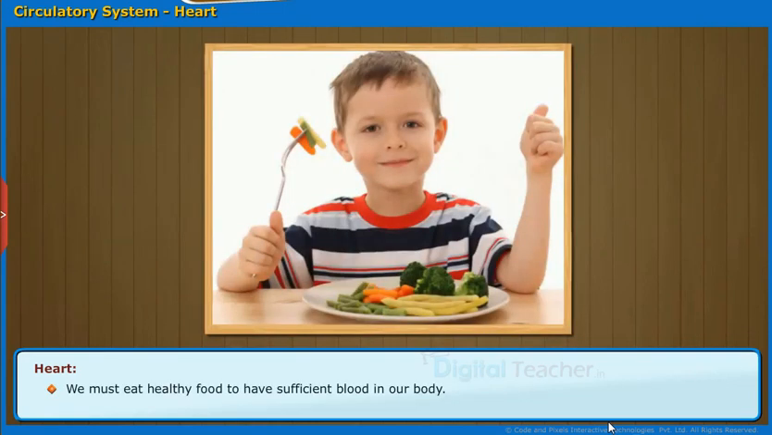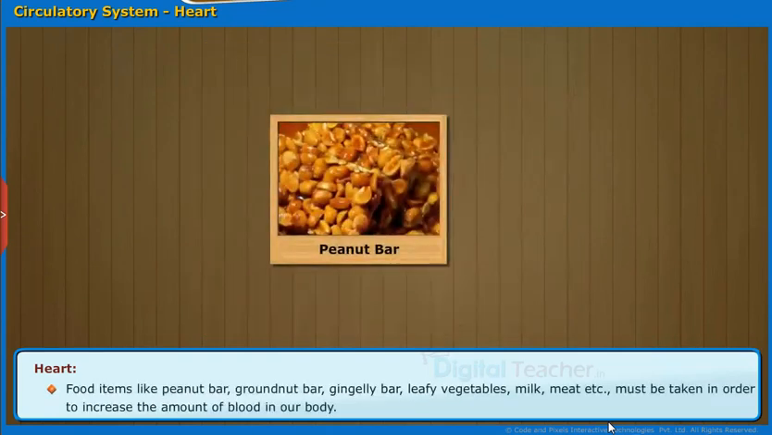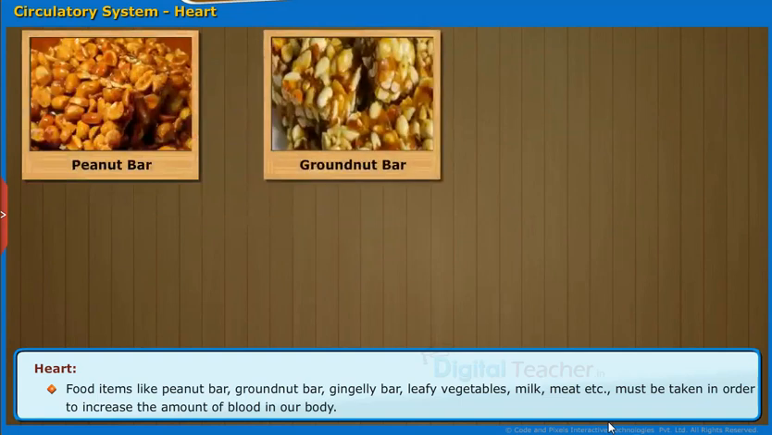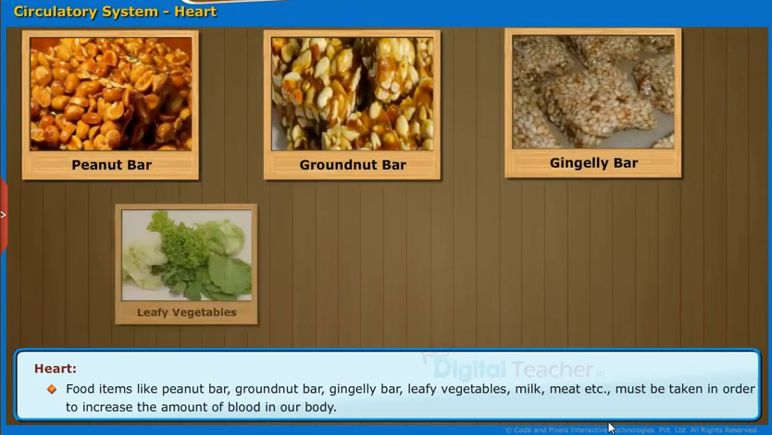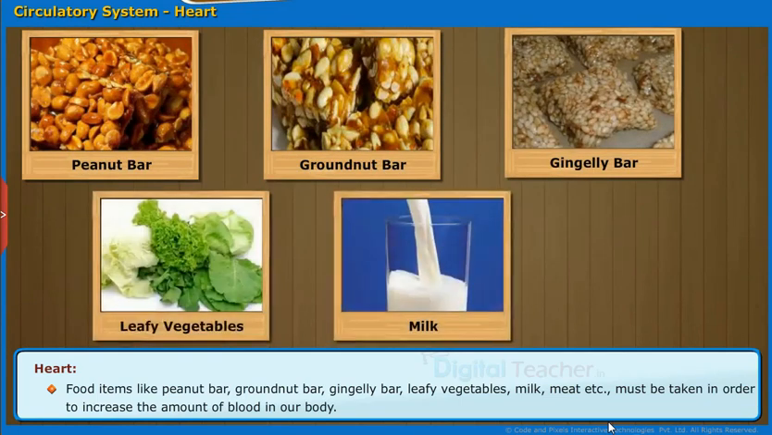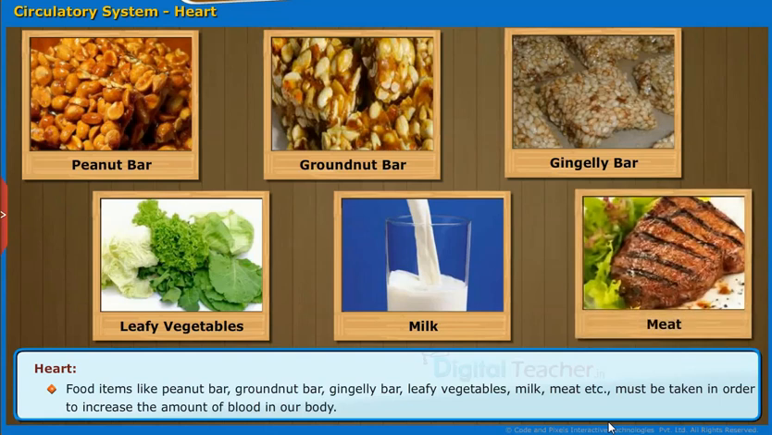We must eat healthy food to have sufficient blood in our body. Food items like peanut bar, groundnut bar, gingerly bar, leafy vegetables, milk, meat, etc. must be taken in order to increase the amount of blood in our body.